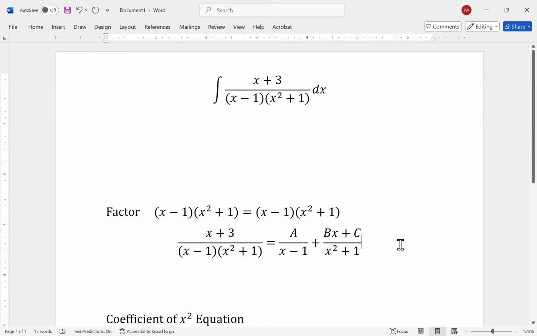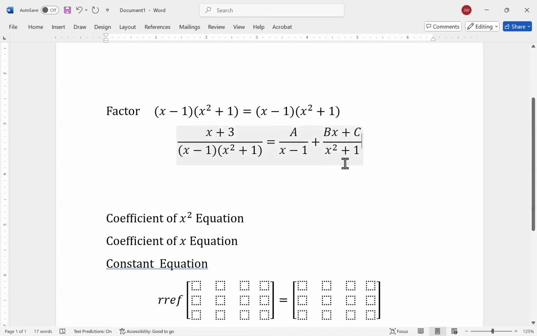Just a fact that I want to mention here is that if I start with a polynomial over the real numbers, it will always break into linear and quadratic terms over the real numbers. So I don't ever have to do this with a cubic, because I can always break down a cubic. But a quadratic, I might not be able to.